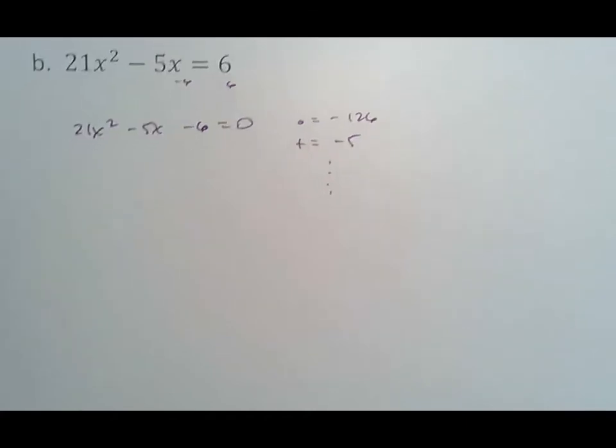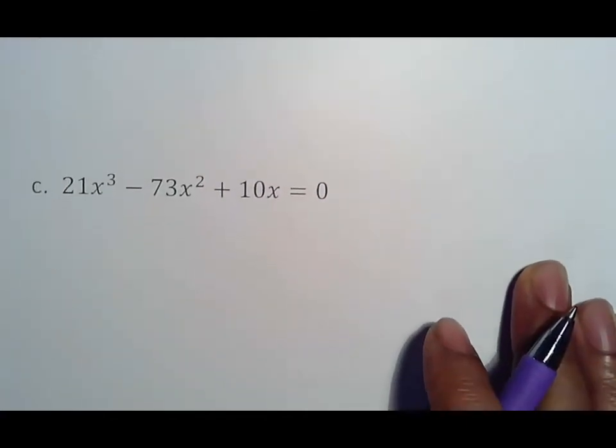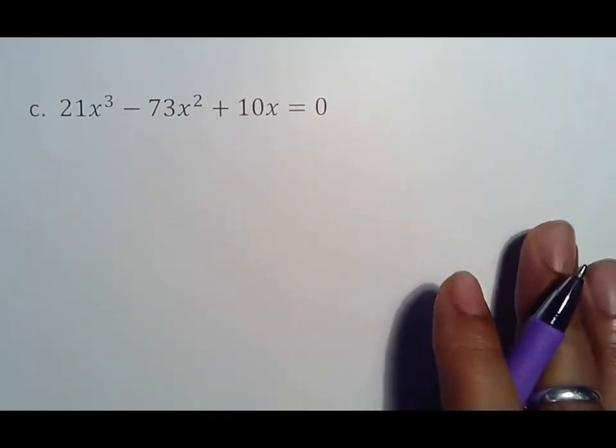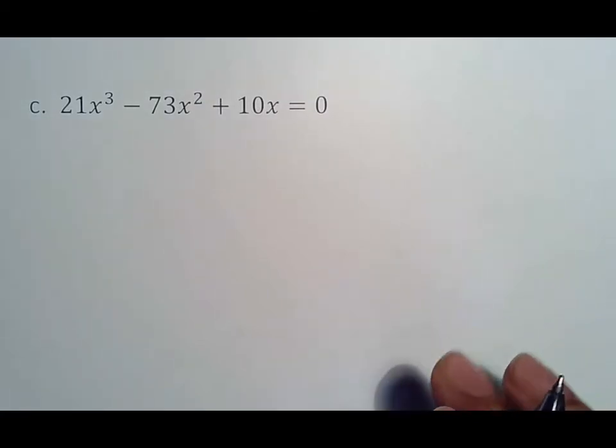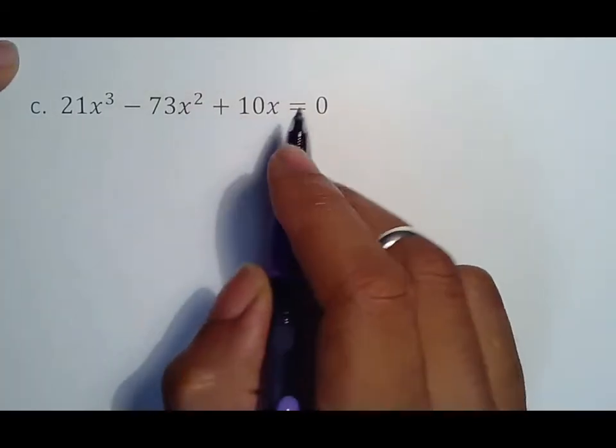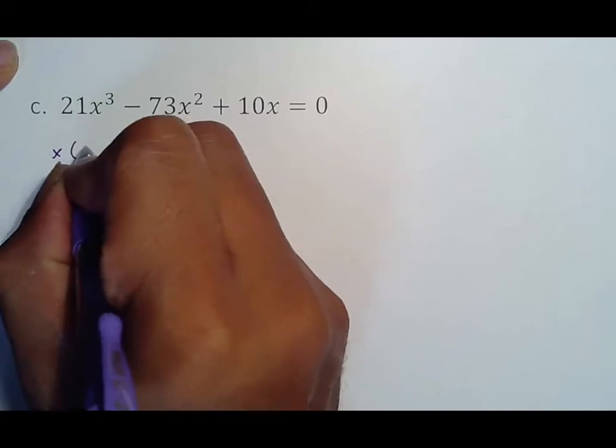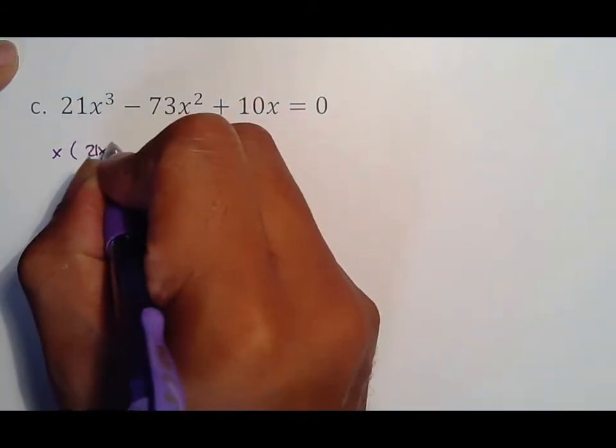Alright, you're going to get practice on this, trust me. Your assignment's waiting for you. C, though, is different, because the first thing you notice on C is that all these have an x on them, which means I can actually factor off an x.